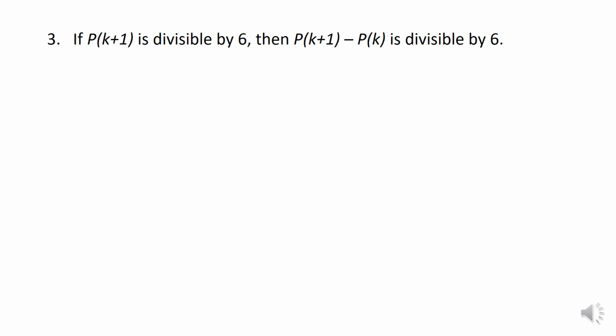And here's the logic. If P of k plus 1 is divisible by 6, then when you take P of k plus 1 and subtract P of k, the result should be divisible by 6. So the first thing we'll do is write out P of k plus 1. So when you do this, k plus 1 appears here as a power.